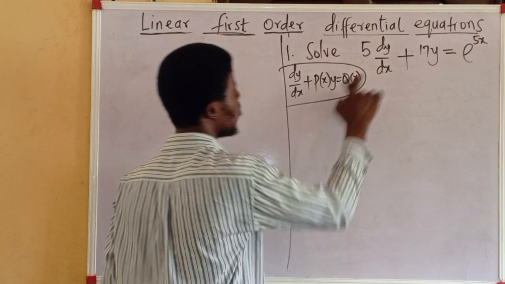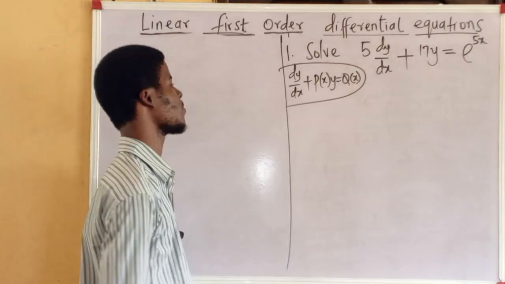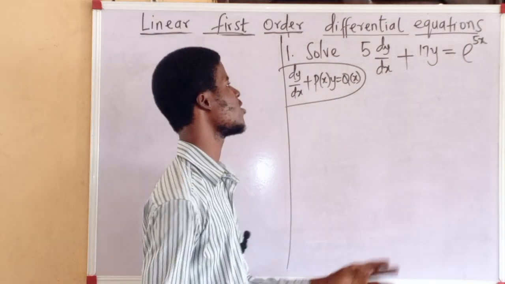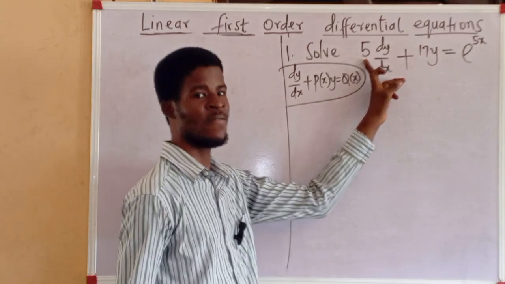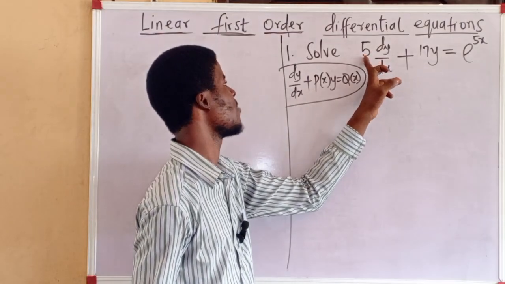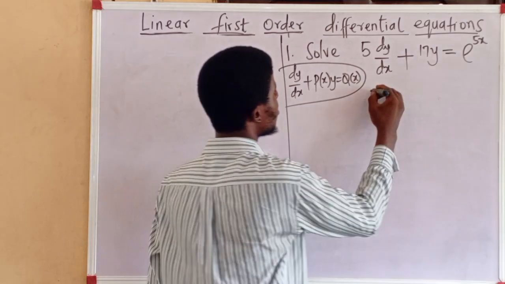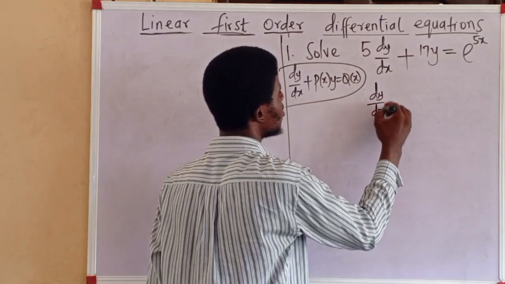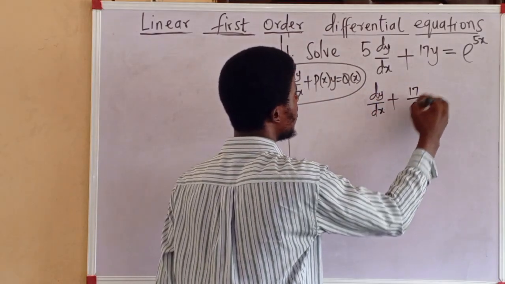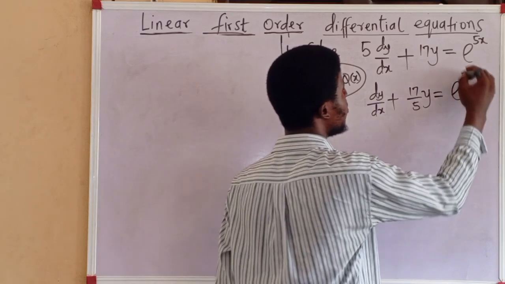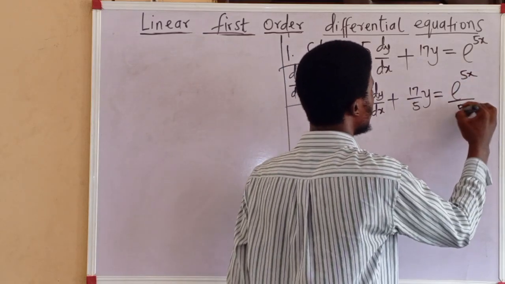Let's write this into this form, and to do that we have to divide both sides by 5 so that this 5 can be eliminated from the dy/dx. So we have dy/dx plus 17/5 y equals e to the power of 5x all over 5.